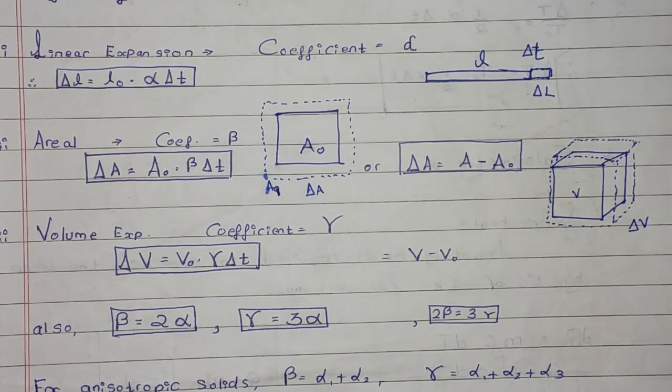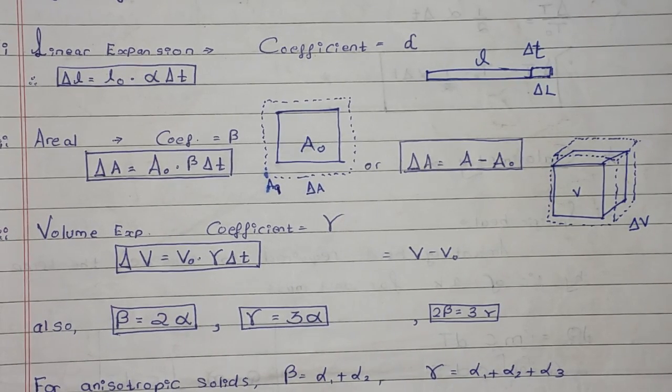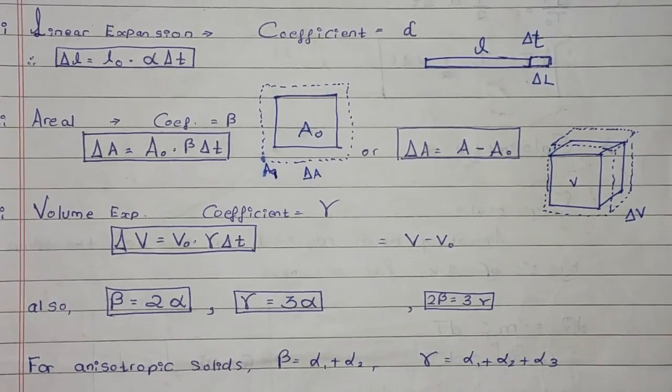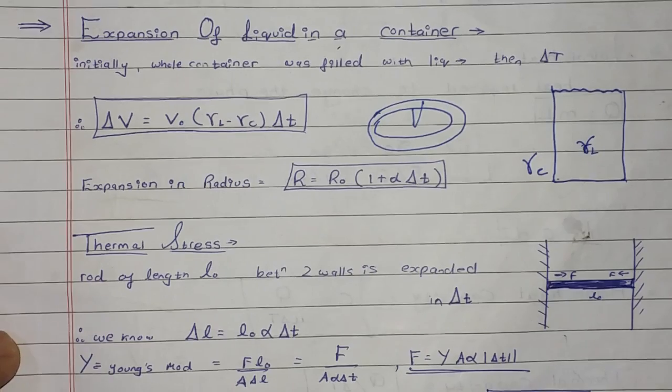And of course for anisotropic solids, beta would be the summation alpha 1 plus alpha 2, since beta equals 2 alpha, and gamma would be alpha 1 plus alpha 2 plus alpha 3, since gamma equals 3 alpha. Now moving on, next, expansion of liquids in a container.